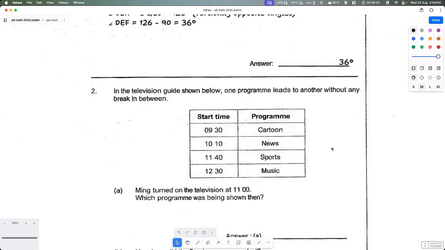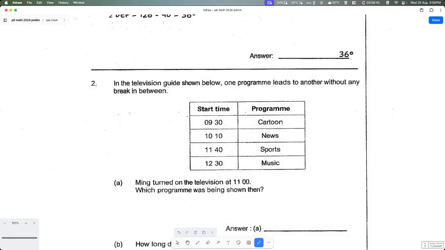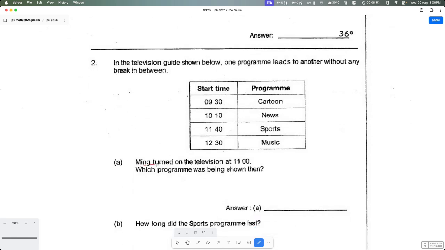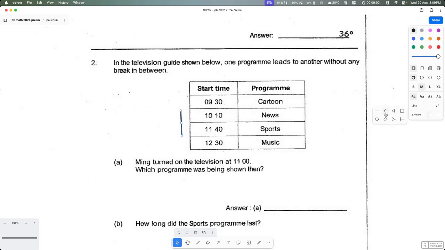All right, question 2. So in the television guide shown below, one program leads to another without any break in between. Okay, so part A, Ming turned on the television at 11 a.m. Which program was being shown then? So 11 a.m. is around here, right? So let me draw the lines.